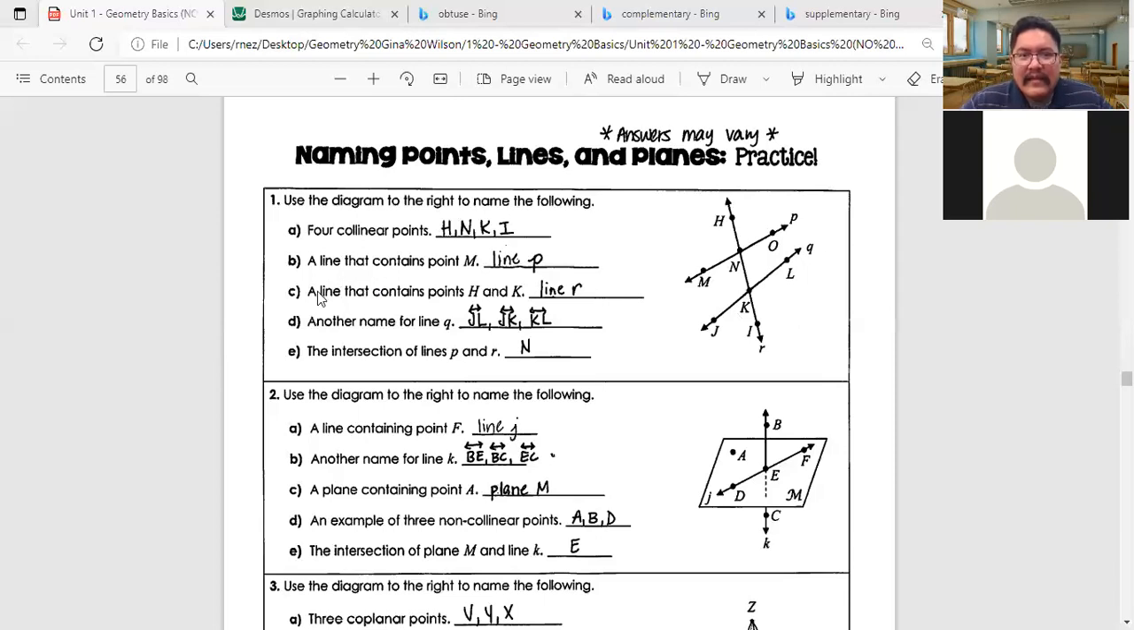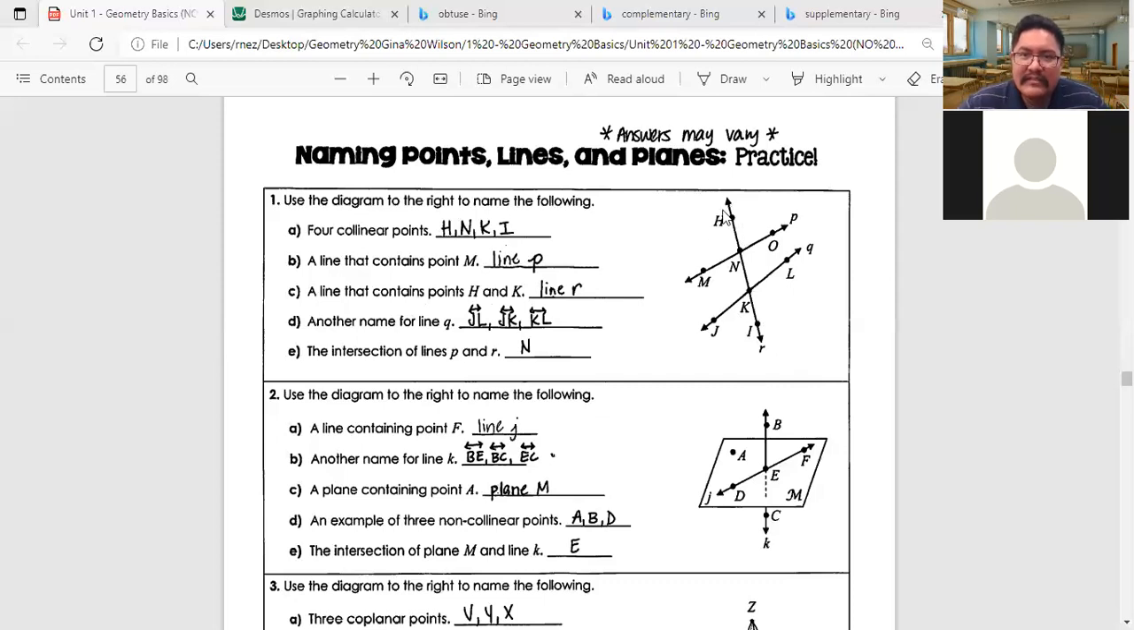A line that contains point H and K. So here I have H and K, and it says to name the line. So in that case, the line will be R, and that's going to be this one right here. That means this whole line here.